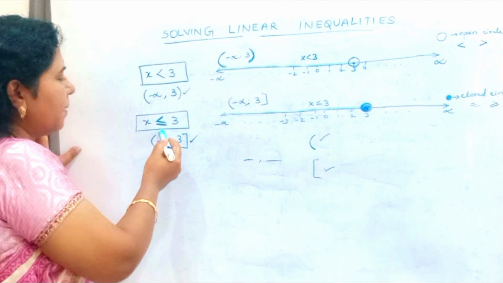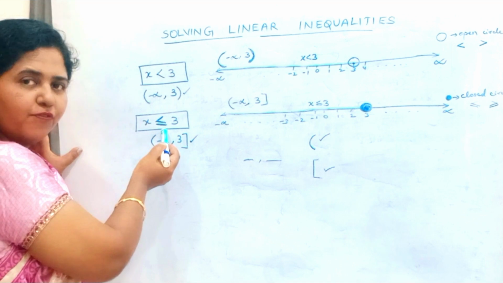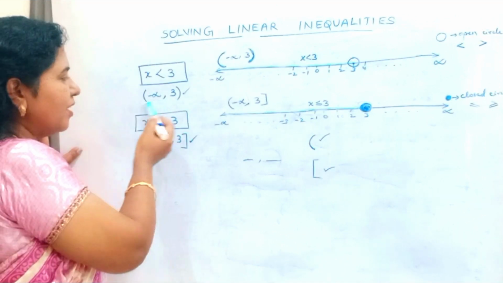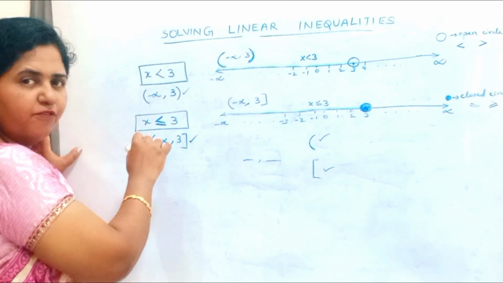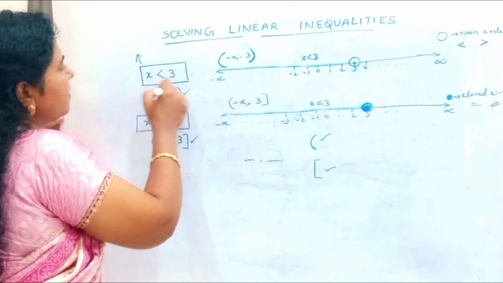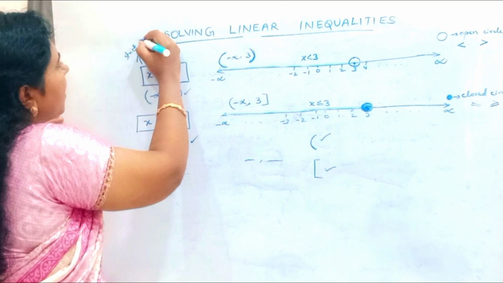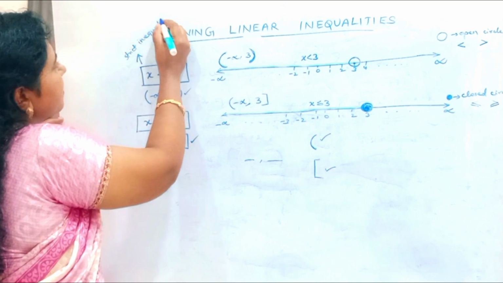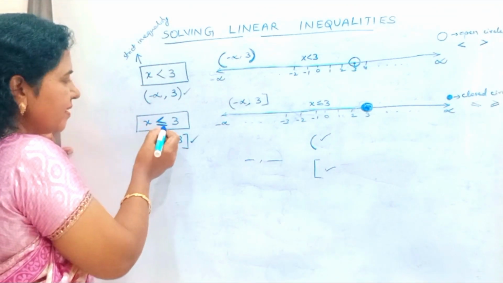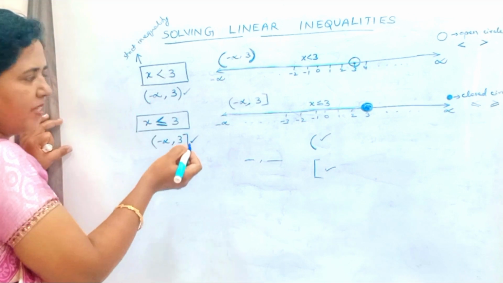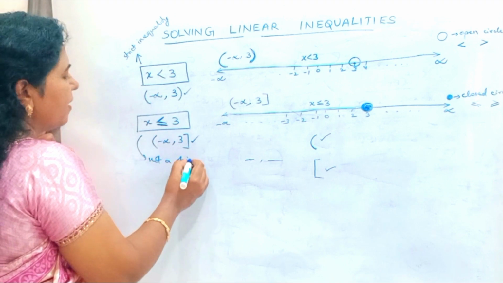Coming to the second example, since we are having an equal to sign, there is a possibility for the value of x equal to 3 also. So even though it is an inequality, it is not a strict inequality, because there is a possibility for x equal to 3. So the first relation is an example for a strict inequality; there is no chance for equality there. Here there is a chance for the value of x equal to 3, so it is not a strict inequality.